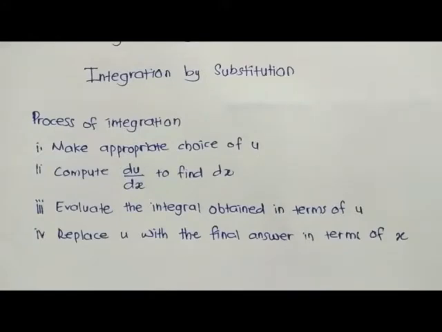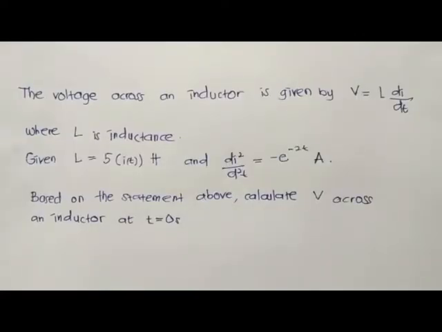There are four processes of integration by substitution. First one is make appropriate choice of u. Then compute du over dx to find dx. Evaluate the integral obtained in terms of u. And finally, replace u with the final answer in terms of x. So, let's proceed with the question.